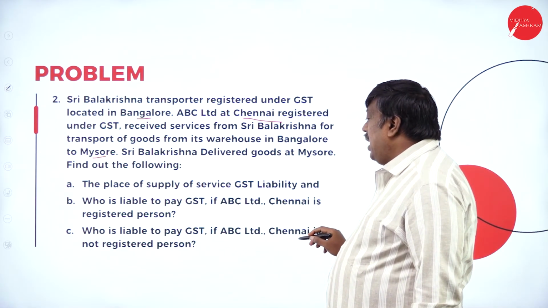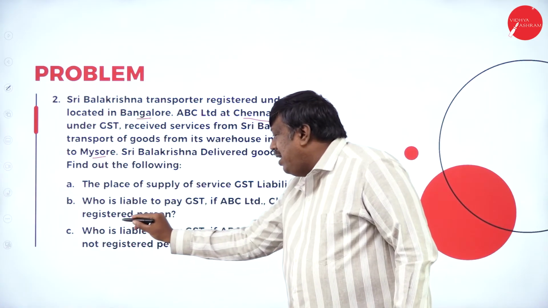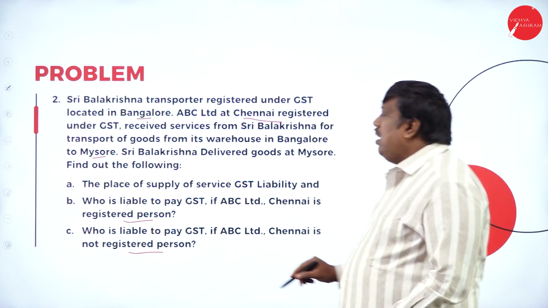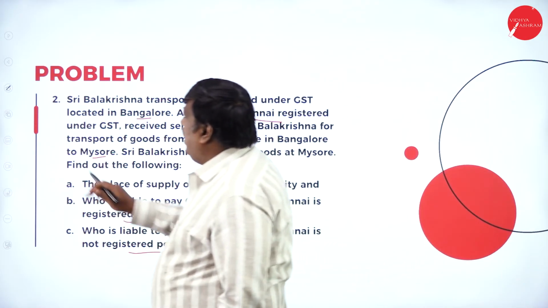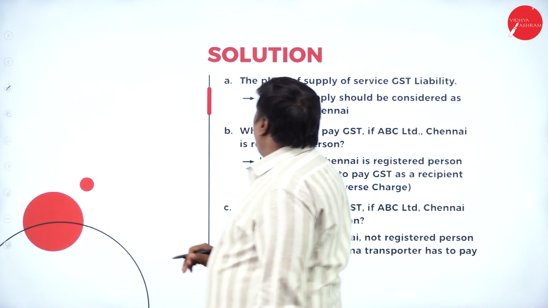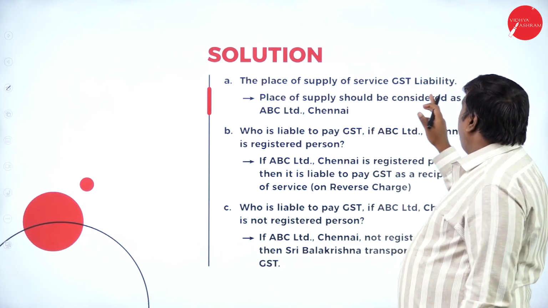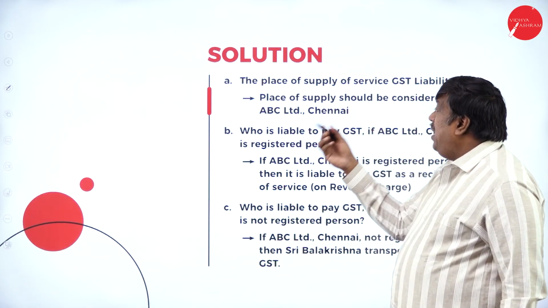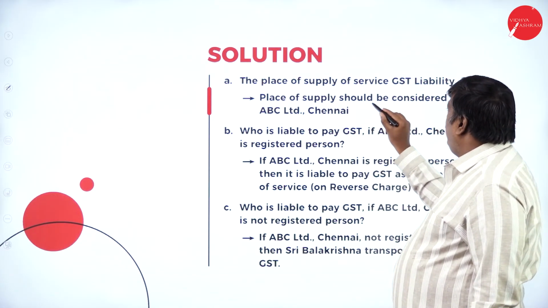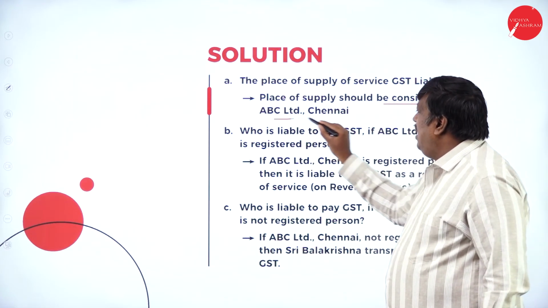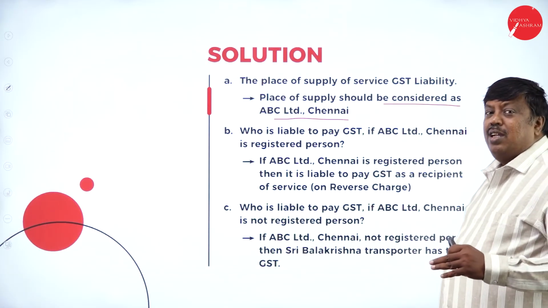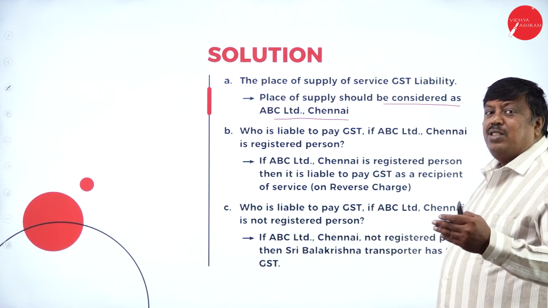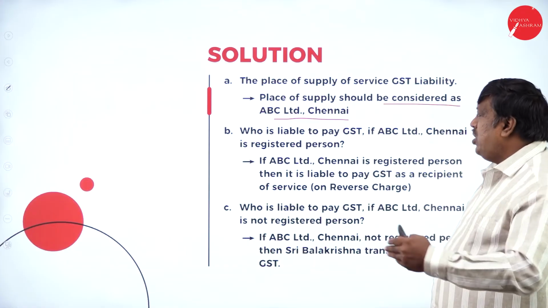If ABC Chennai is registered or not registered, we have to calculate in such a way that we find who is liable here. First one, the place of supply of service and GST liability, which place we have to consider. The place of supply should be considered as ABC Limited Chennai. So it is not Bangalore to Mysuru. No, we should not consider Bangalore. The main person who is receiving the goods is from Chennai.